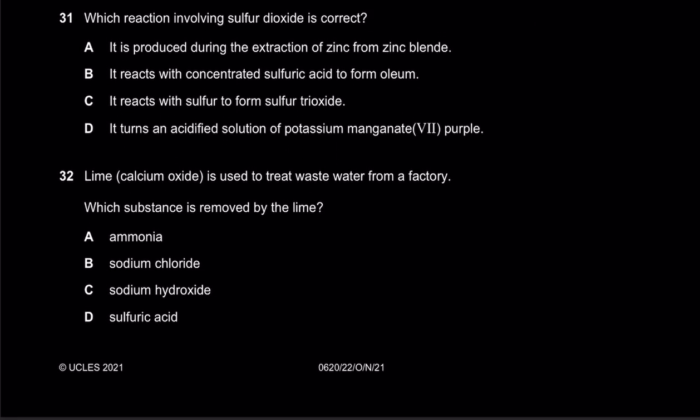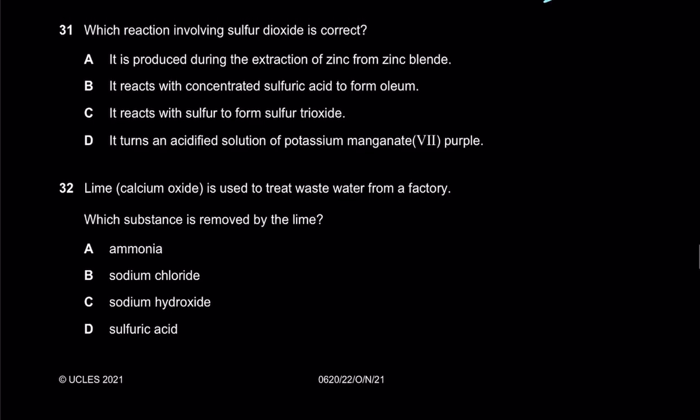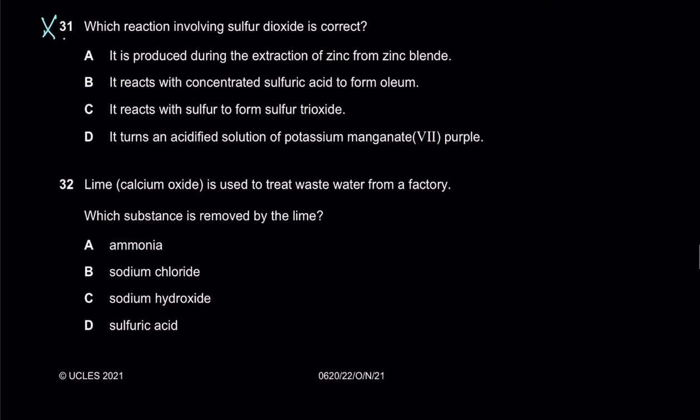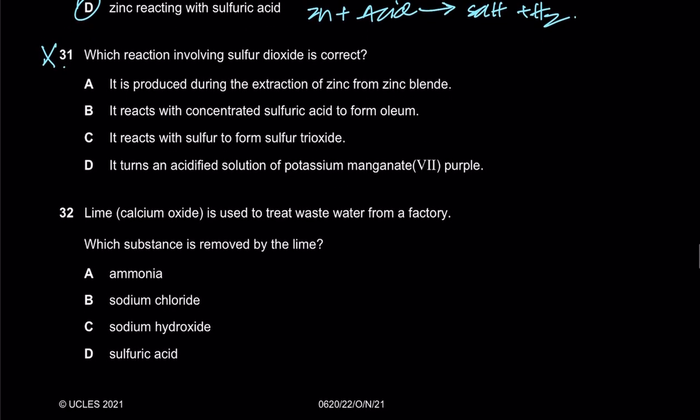Which reaction involving sulfur dioxide is correct? It is produced from the extraction of zinc from zinc blend. This particular MCQ has now been removed from your course because zinc blend has now been removed, but I'll still explain it. Zinc blend is zinc sulfide.